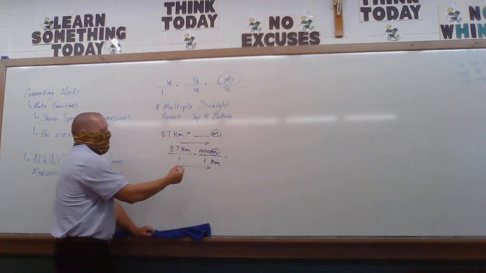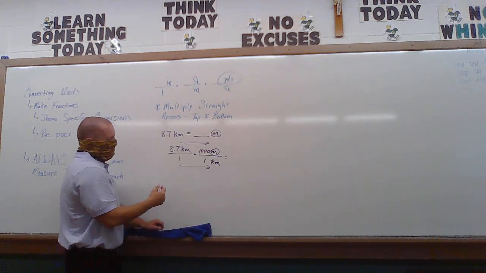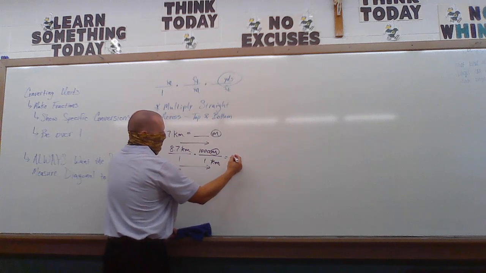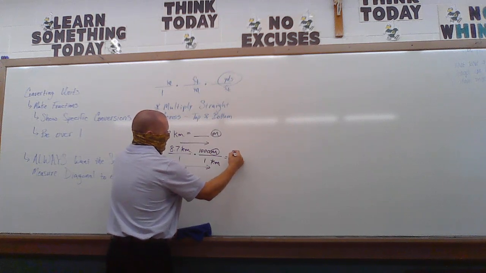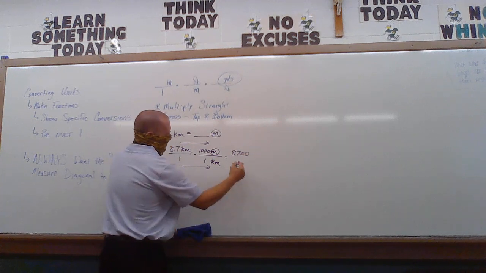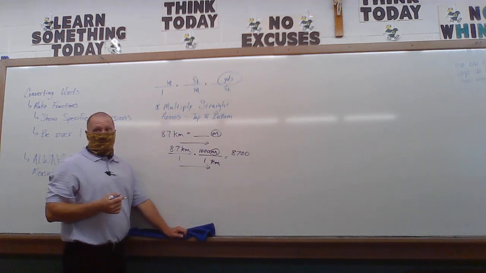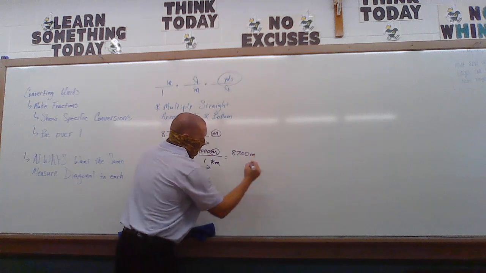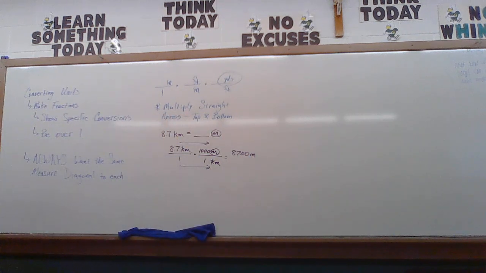But again, if you don't know that, then you just set up this proportion in a sense, and you multiply straight across, and we still get the same answer, right? So it's what? 8,700? And 8,700 what? Meters. Don't forget your label. And then last but not least, does it make sense?